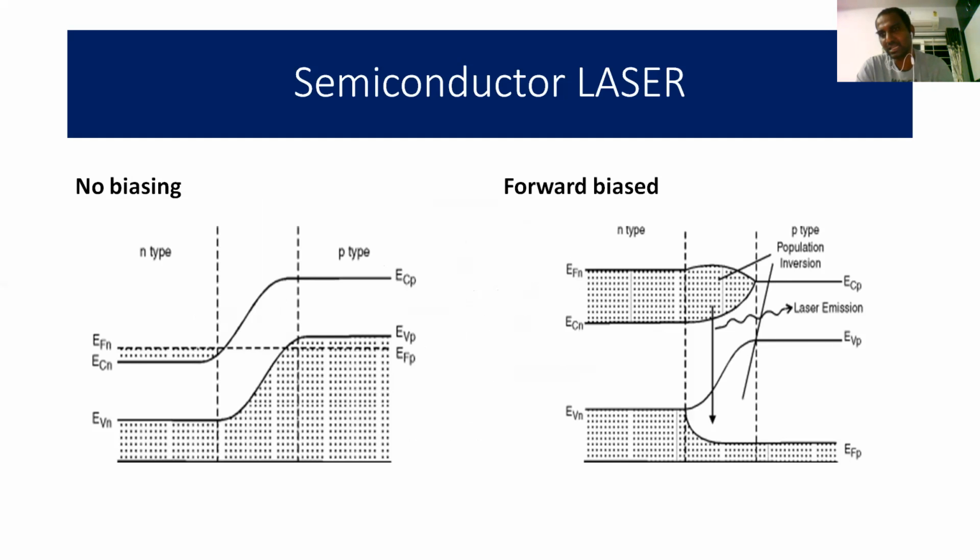Under no bias condition, there is no recombination of electrons from the conduction band to the valence band at the p-n junction region, that is, in between the junction. But in case of forward bias, we will see the population inversion. As a result, more and more charge carriers are ready, and then there is a possibility to conduct the process of recombination.